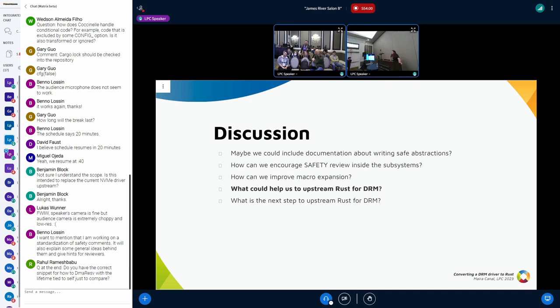I'm also good with carrying a bit of dead code for a release, two releases. I understand there's going to be some non-DRM abstractions we have to upstream. I'm also willing to help if they need velocity and pushing, because I can merge stuff through my tree. I don't really care.